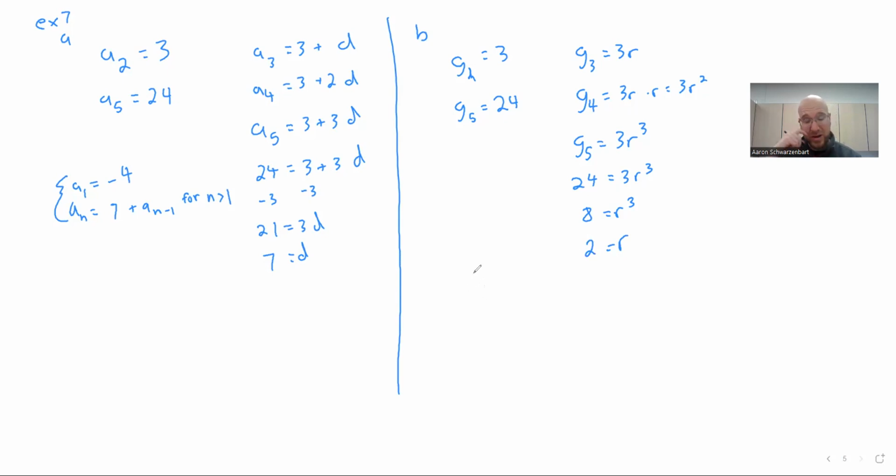So I know I had to multiply by 2 to get to 3. That means my first term is 3 over 2. So when I write my recursive formula, I have to have that.